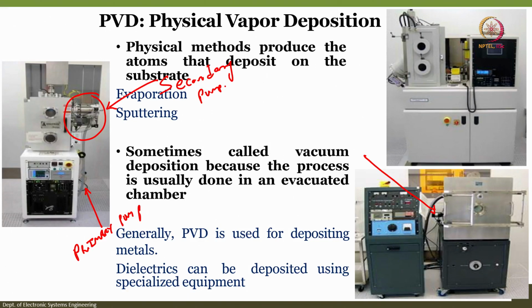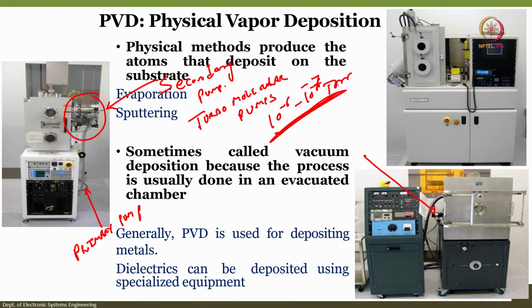Okay. And generally we use turbomolecular pumps to create vacuum. Vacuum can be 10 to the power minus 6 to 10 to the power minus 7 torr, right. This will be the range in which the vacuum is created in the vacuum chamber, right.